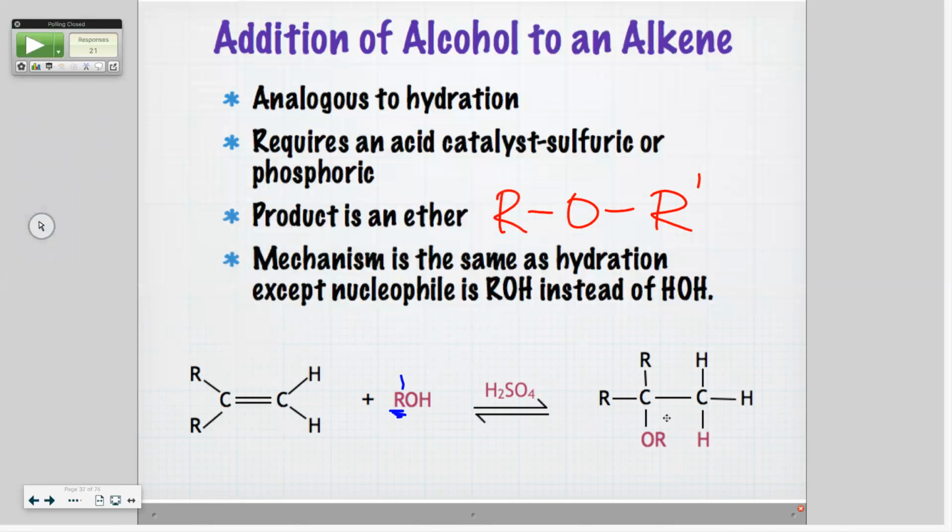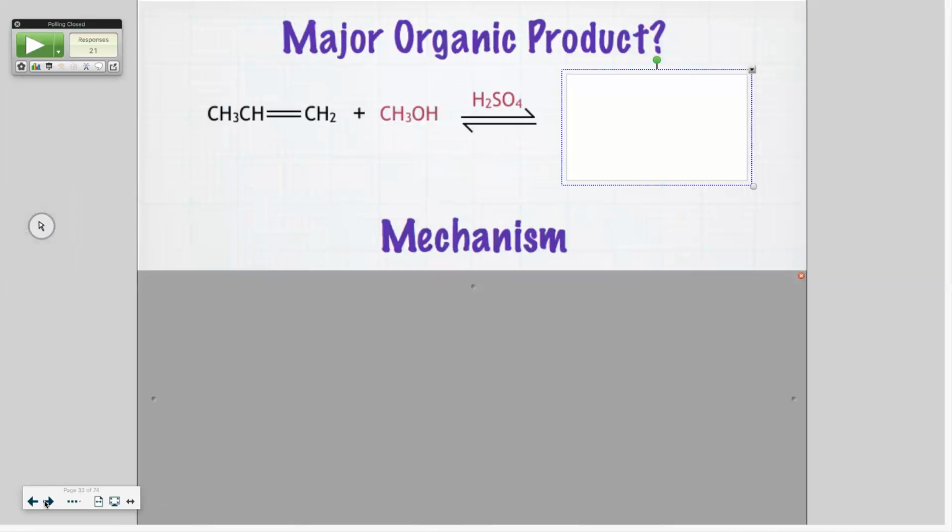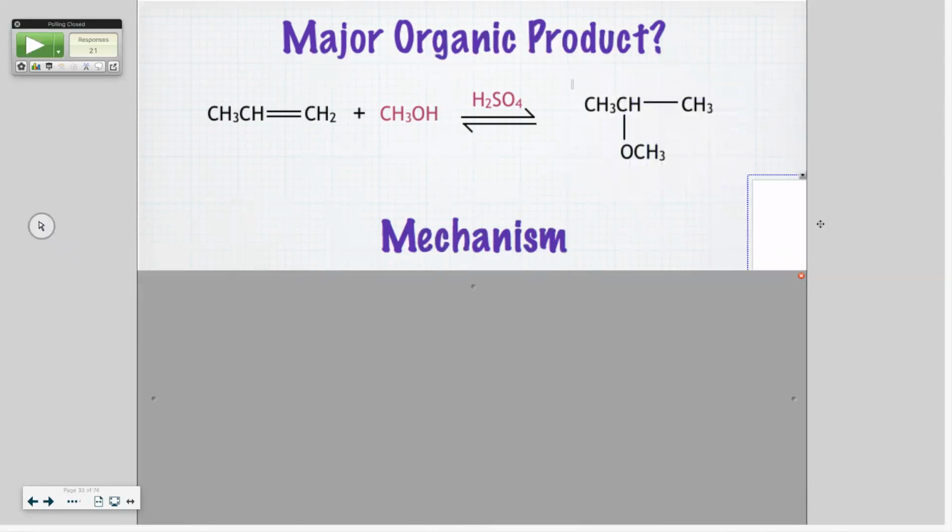Okay, so what do you think the organic product is from that one? Almost the same as the one that we did before, except instead of having H2O, we have methanol. So what do you think we will get? See how we got it?